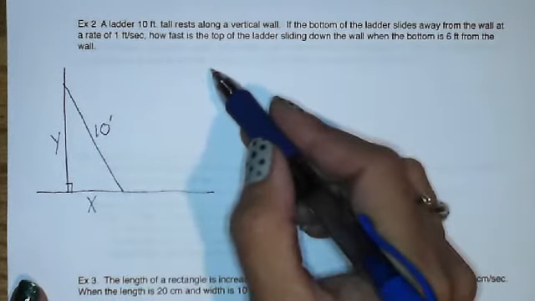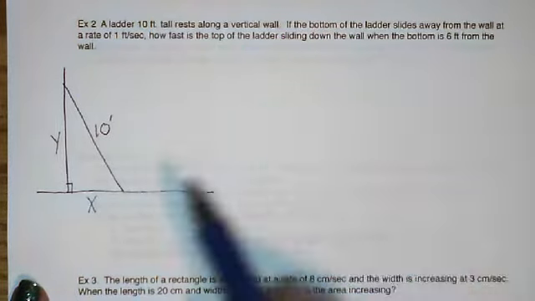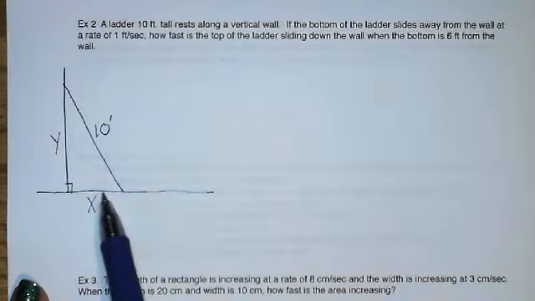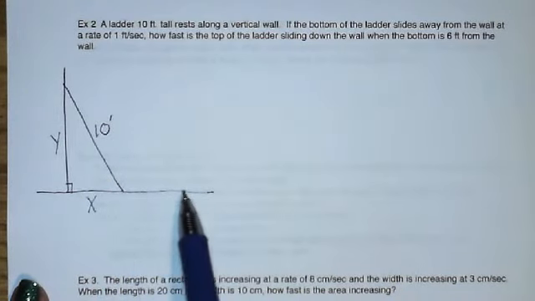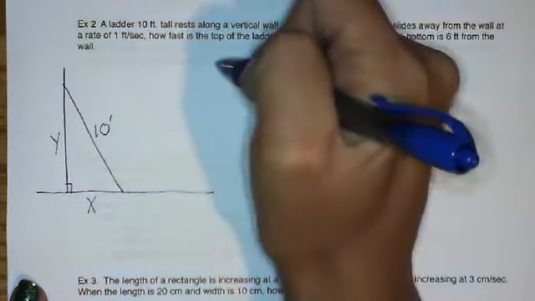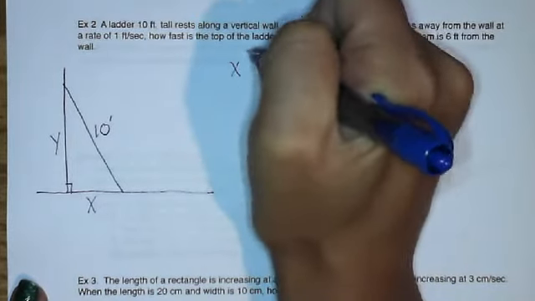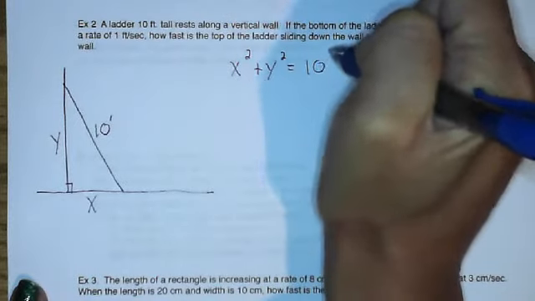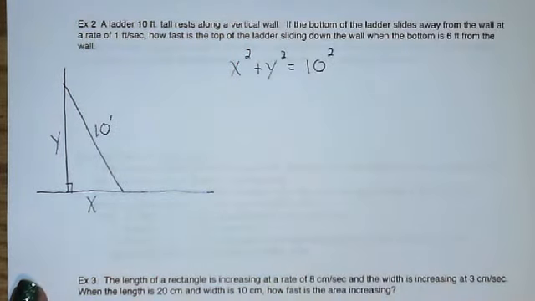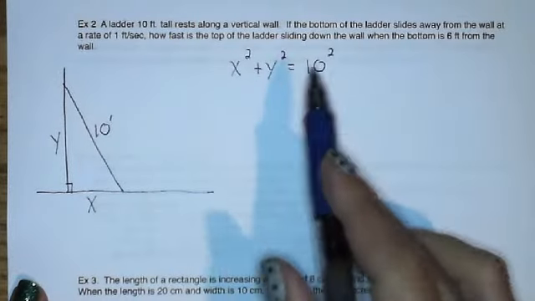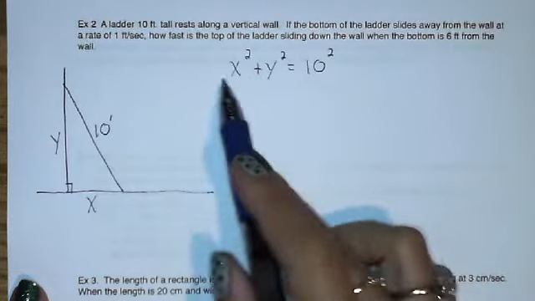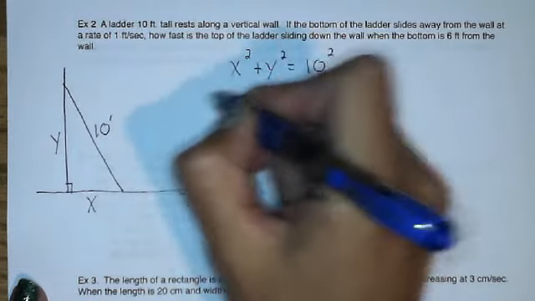There's my picture. My equation now that's going to relate all of this is just Pythagorean theorem. So the picture is going to tell you what your equation is going to be. The key is to not put in this 6. That's only at a specific time that's at 6. That's not saying that this is always going to be 6. So this changes. So don't put the 6 in. So our equation is going to be x squared plus y squared equals 10 squared.